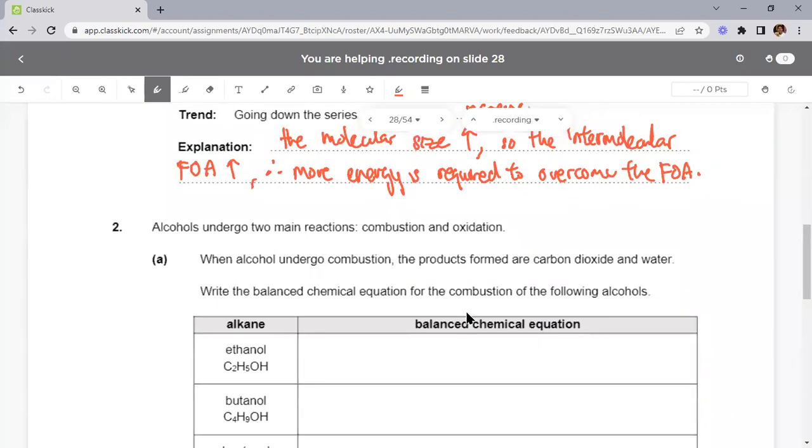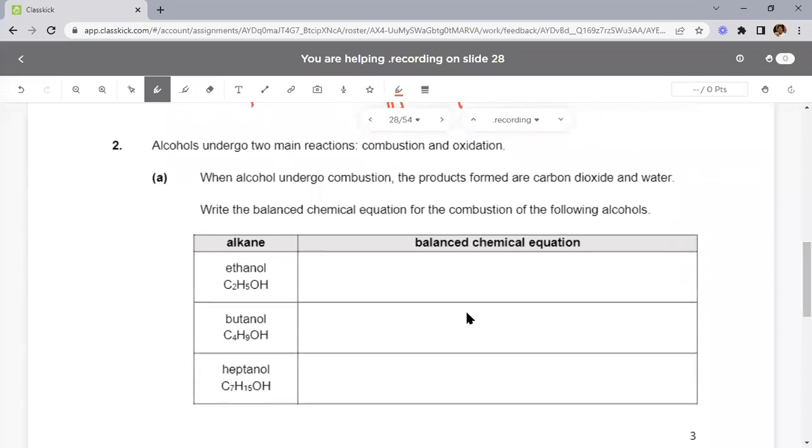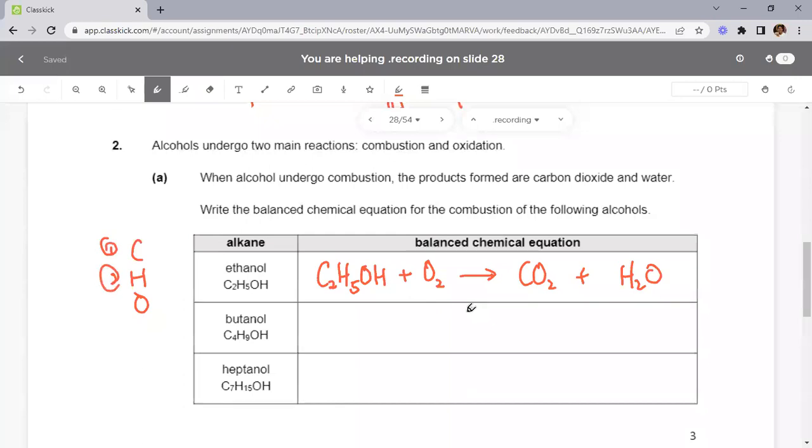Next, we're going to go on to the chemical reactions. This is where you're going to do a bit of balancing again. I'm going to show you how to balance for ethanol first, a simple one, C2H5OH. We know that combustion is the reaction of the organic compound with oxygen, and my products will be carbon dioxide and water. The way you balance it is the same: you do carbon, then hydrogen, then oxygen. But one thing to take note of is that there's actually oxygen within the alcohol itself already.